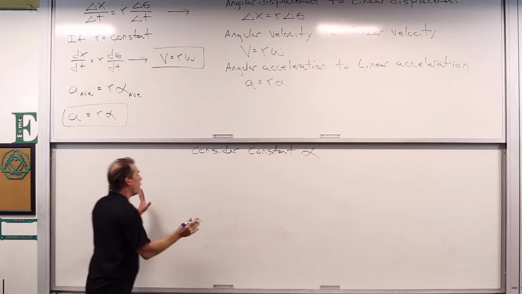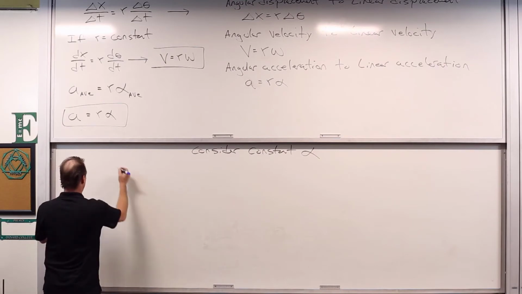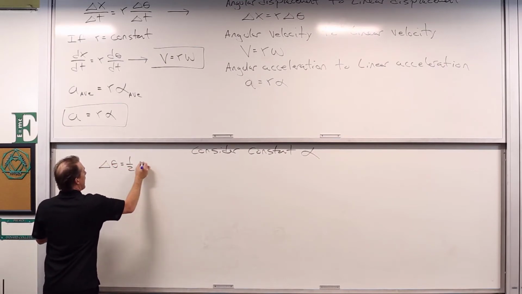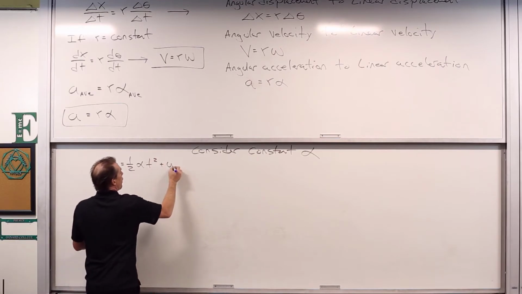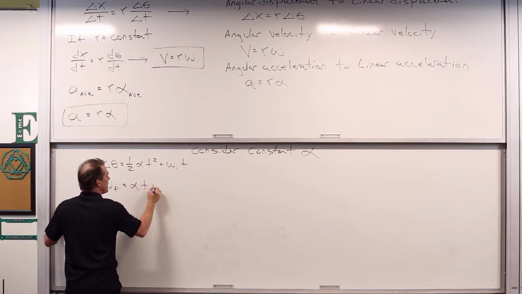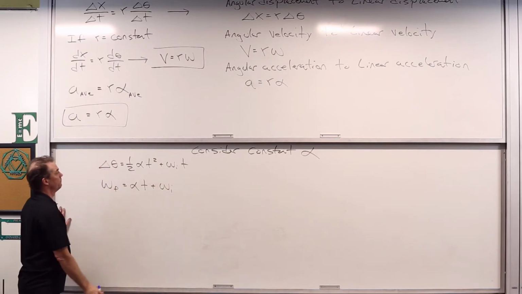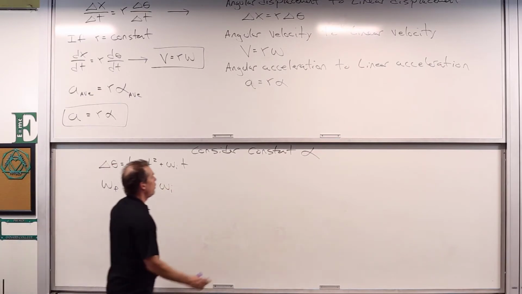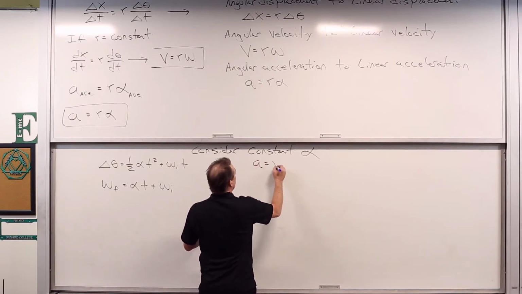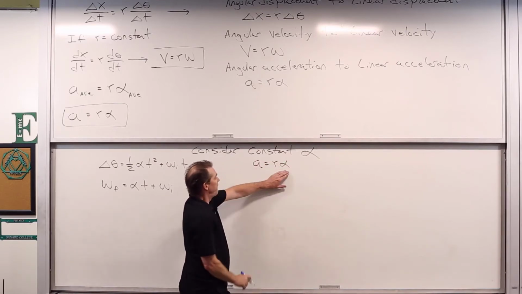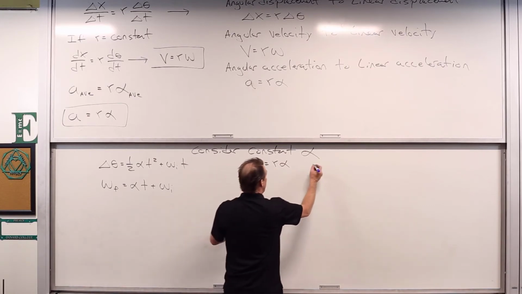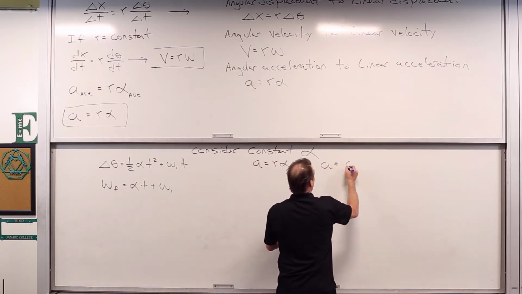Consider constant alpha. We've got the equations of motion for constant angular acceleration: delta theta is equal to 1/2 alpha t squared plus omega I times t, and omega final is equal to alpha t plus omega initial. Well, we've also got that a is equal to r times alpha. If alpha is a constant and r is a constant, a is also equal to a constant.